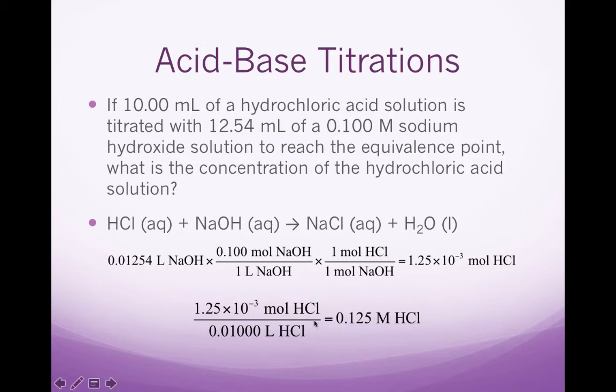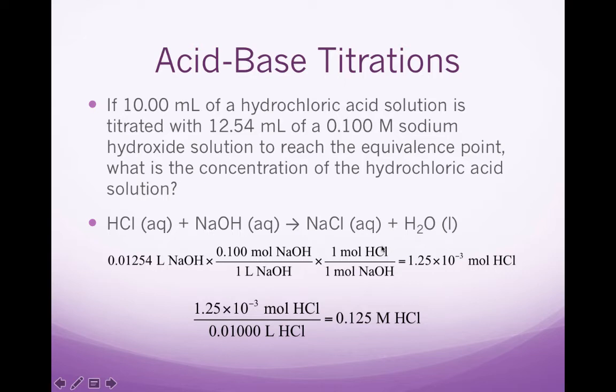So we know how much sodium hydroxide we added. We added 0.01254 liters of sodium hydroxide. Well, we can multiply that by the concentration of sodium hydroxide. So that's 0.100 moles of sodium hydroxide over 1 liter of sodium hydroxide. Now we have moles of sodium hydroxide. And then using our balanced chemical reaction, we can see that for every 1 mole of sodium hydroxide, we have 1 mole of hydrochloric acid. So we can use that stoichiometric relationship to figure out how many moles of hydrochloric acid we have. And that should be 1.25 times 10 to the negative third moles of HCl.